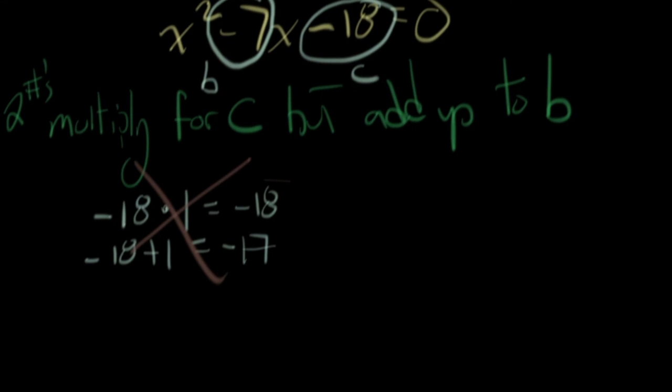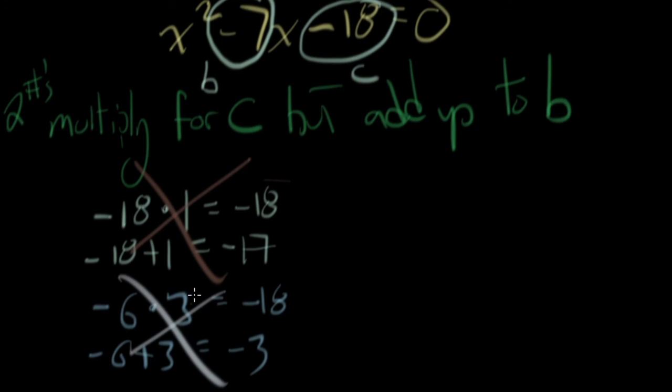Wrong. What else? How about negative 6 times 3? Well, that gives me negative 18. I'm halfway there. But what's negative 6 plus 3? That's just negative 3. Doesn't work. Wrong. So do you see where I'm going with this? And I know you're all screaming at your computers right now. It's negative 9 times 2. Maybe you're not.